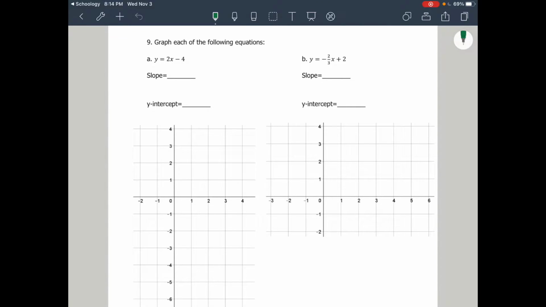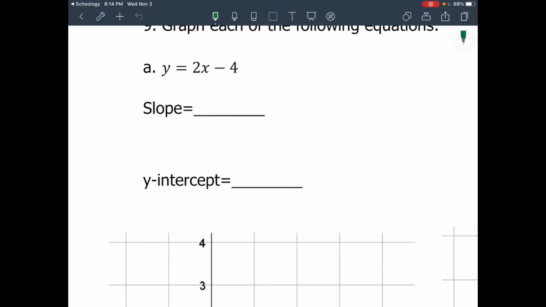Question number 9 says graph each of the following equations. Before we graph, we are going to write the slope and the y-intercept. So the slope, when you're thinking about y equals mx plus b, is the number in front of the x, so right here. So that's 2 for this one.